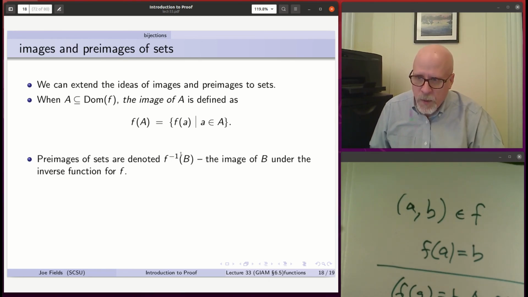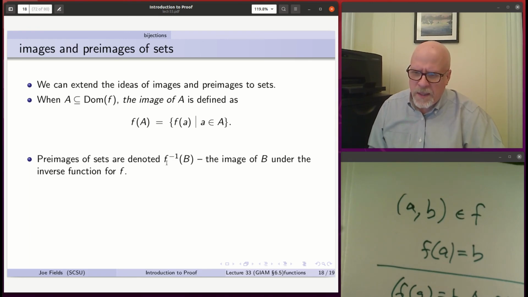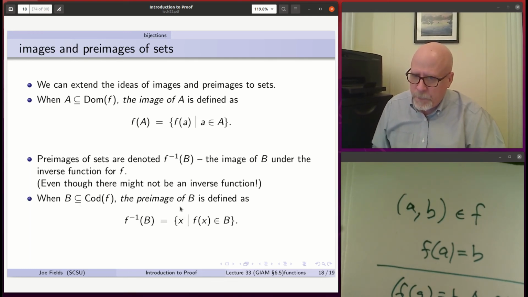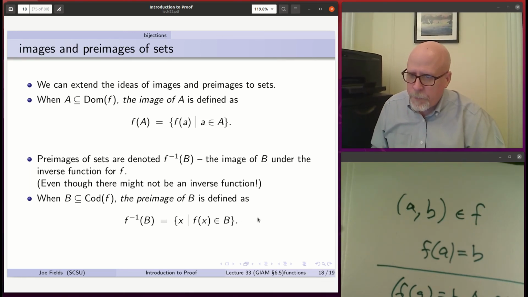Pre-images of a set are denoted by f inverse of B. And B is going to be some subset of the codomain, right? But I just wanted to point out that this really is a little off because f inverse might not exist, or it might not be a function, but still that's the notation for the inverse image of B. Here's how it's defined. So you've got a B in the codomain, a subset of the codomain. The preimage of B is defined as the x such that f of x ends up being in B. So it's the things that get sent into the set B.